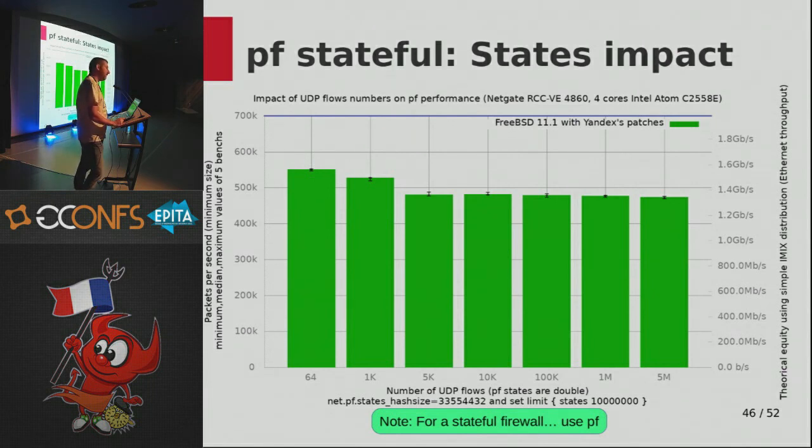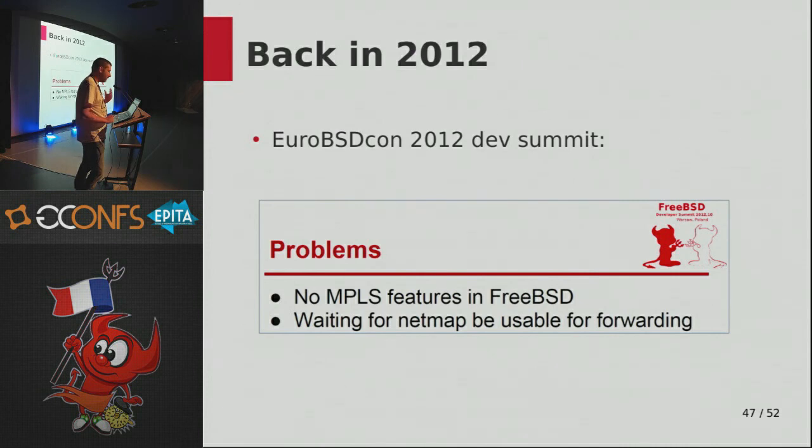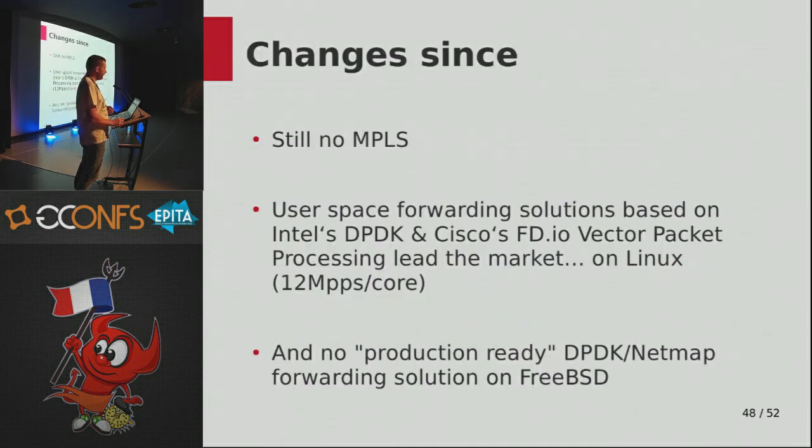Now, let's go back. In 2002, when I presented for the first time my BSD router project, I complained that we don't have MPLS features, and as a telco, in our range, we are using FreeBSD as a firewall because it's a no-go if you don't have MPLS support. Netmap was existing in 2002, and I was waiting for the user-land software on FreeBSD using Netmap for routing stuff. Today, still no MPLS, but the concept of user space forwarding is the way to go today.